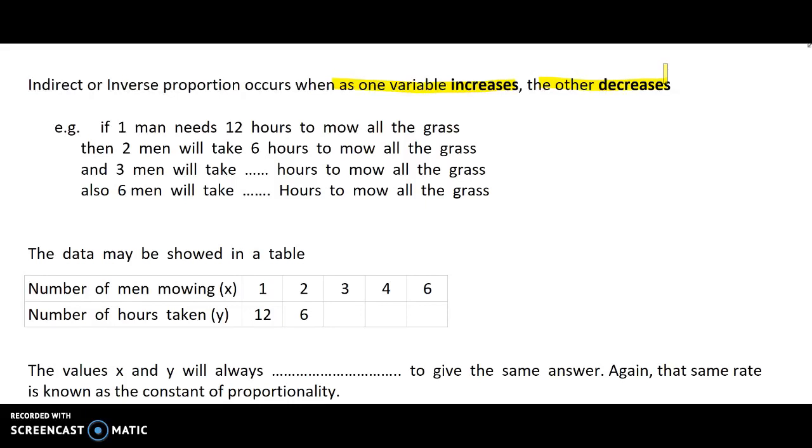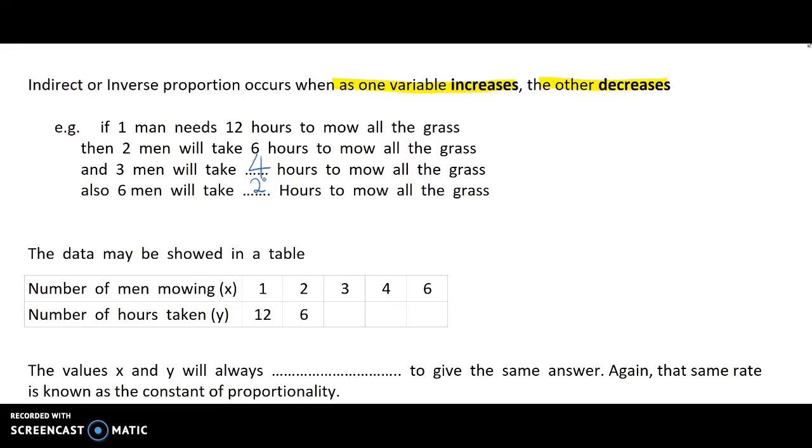So for example, if a man needs 12 hours to mow all the grass, then 2 men will need 6 hours because there's 2 people now, so it'll take half the time. If there's 3 people, how many hours will it take? Yeah, that's right. So it will take 4 hours because it's 12 divided by 3. If there's 6 men, they will take 2 hours. So 12 divided by 6.